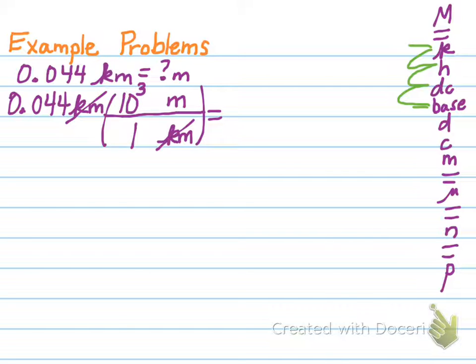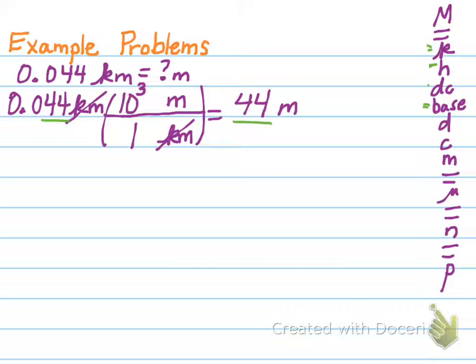And you get 44 meters. Now let's talk about whether or not that's correct in terms of significant figures. So 0.044, this number here has 2 significant figures, and this answer has 2 significant figures. So this is right in terms of significant figures as well.